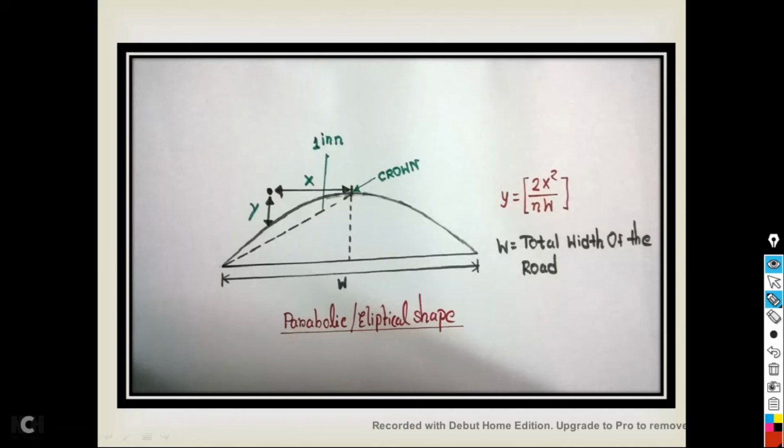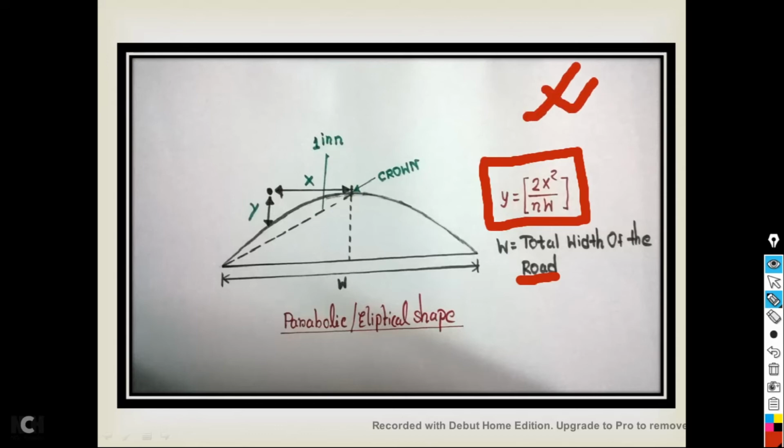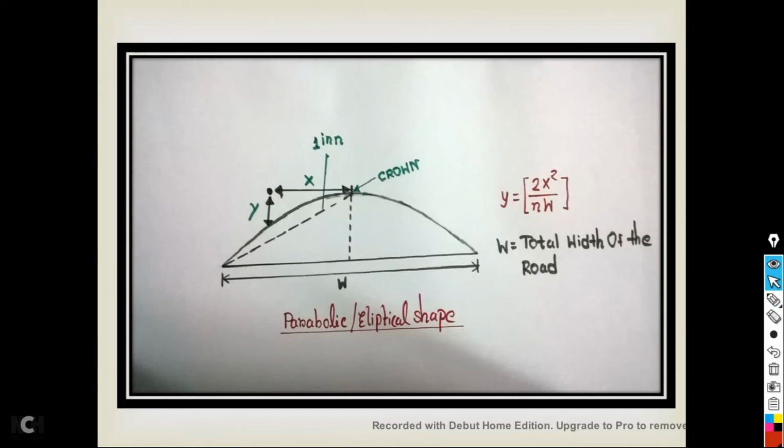By this distance, we can generate the empirical formula for parabolic camber: y = 2x² / nW, where W is the total width of the road. Okay, and this is the empirical formula for parabolic or elliptical shape camber. Now let's see the advantages of parabolic camber.